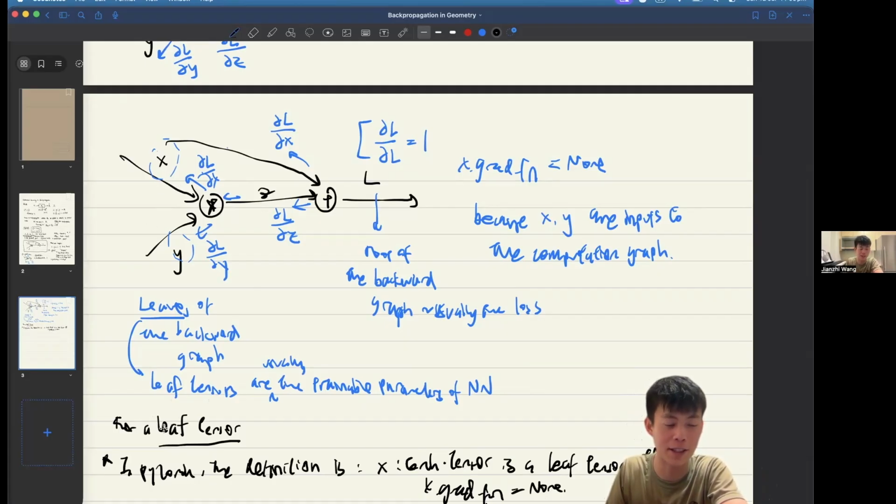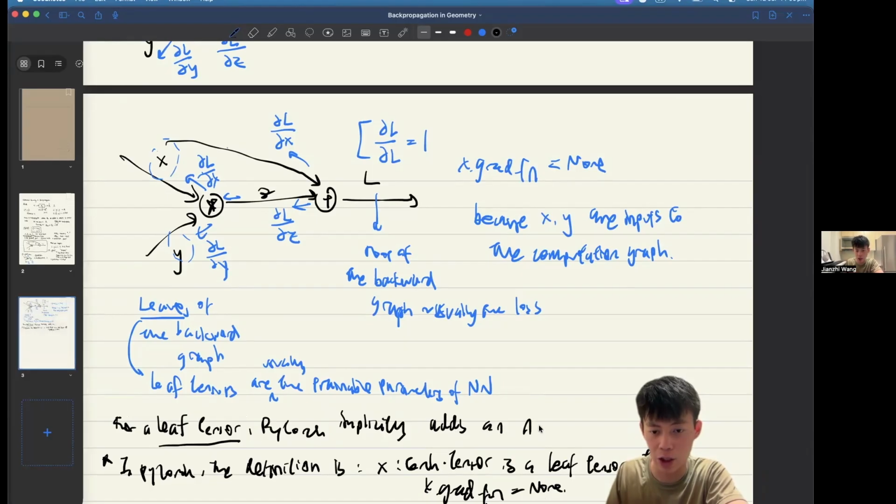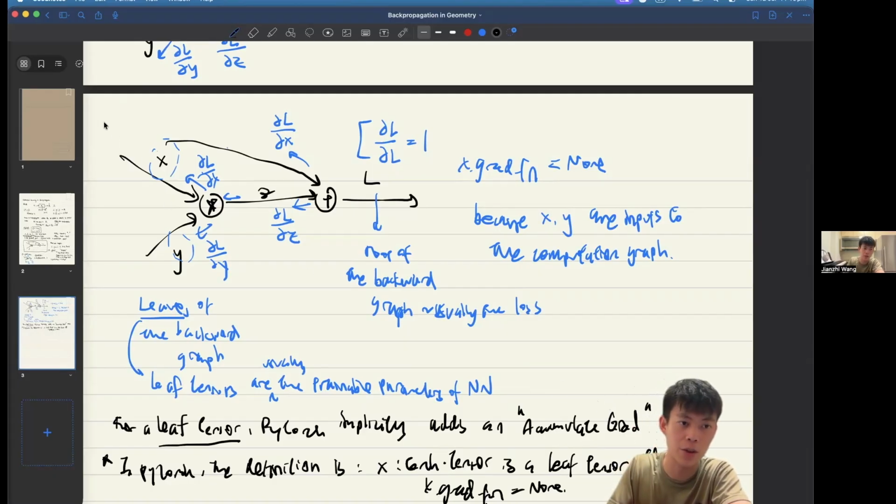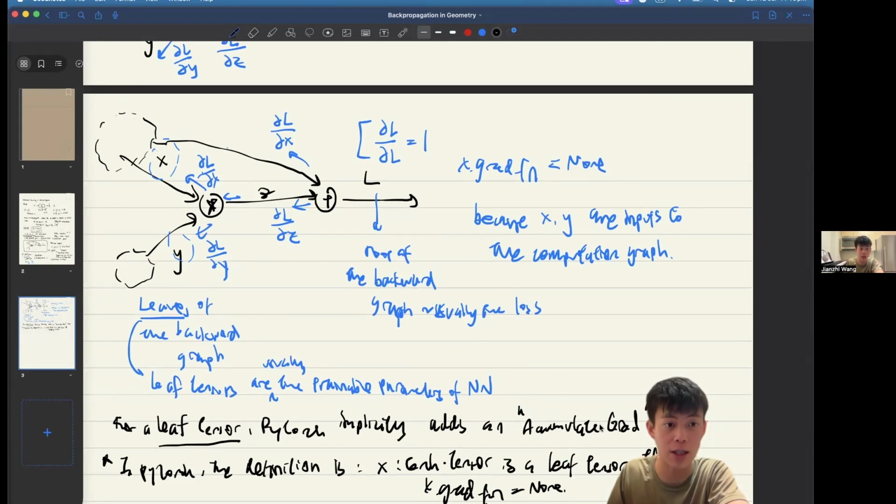So back to the sentence that I was saying: for a leaf tensor, PyTorch implicitly adds an AccumulateGrad node. This is added in C++, I believe. So there's actually a phantom node here whose job is just to, as the name suggests, accumulate the partial derivatives that are passed into it, right? Because all the partial derivatives have the same shape, they can be just added together.